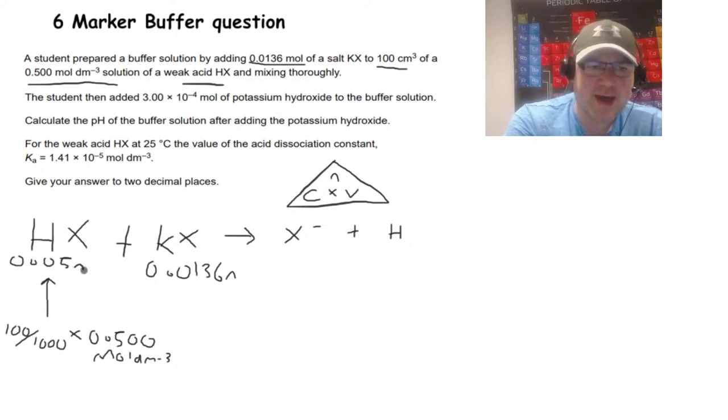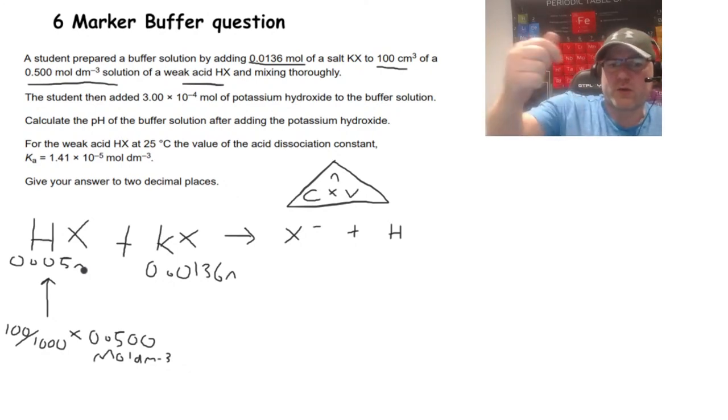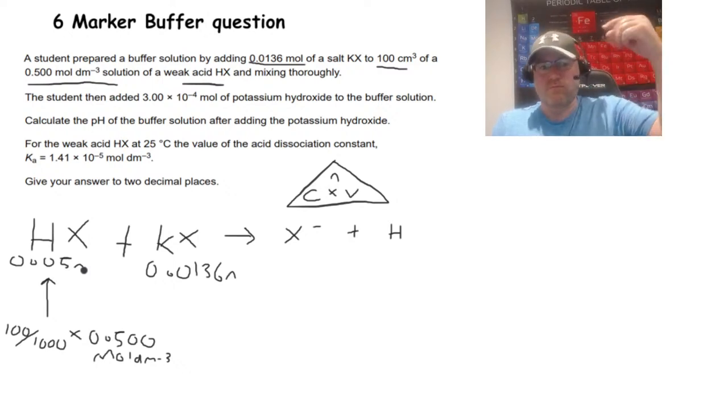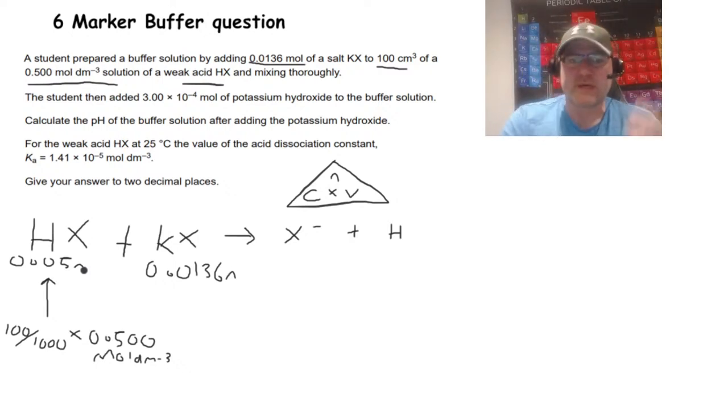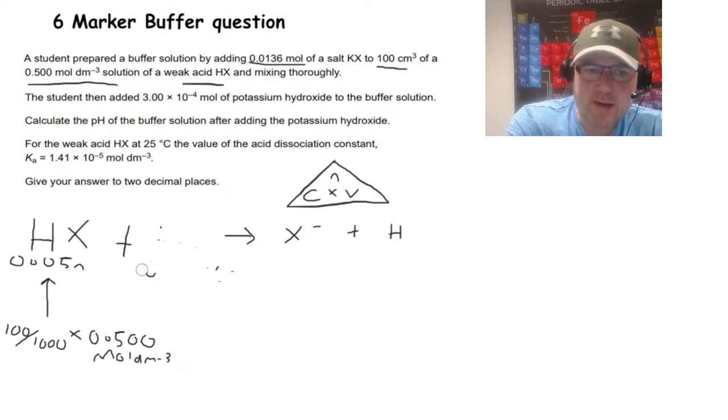So beforehand, I've got 0.05 moles of the acid, and I've got 0.0136 moles of my salt. So actually, my salt's going to fully dissociate. Let's get rid of this mess that I've got here, and let's write this all in an equation, which would be a much handier way to represent it.